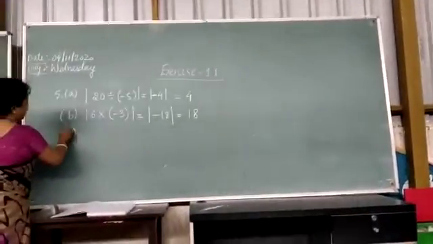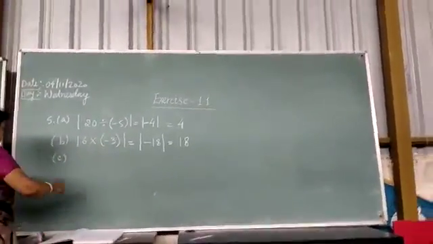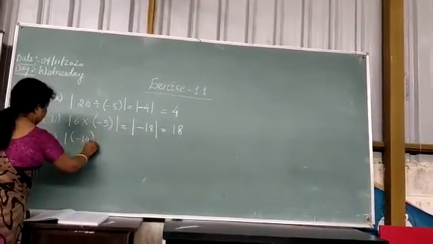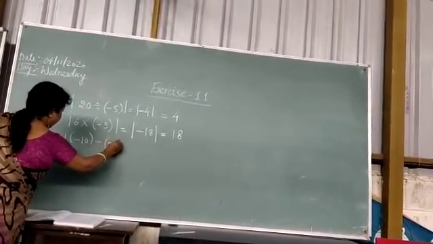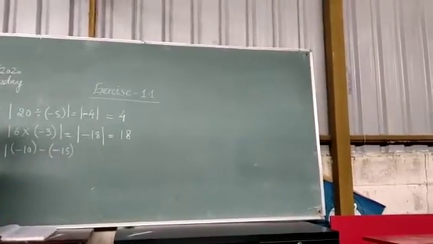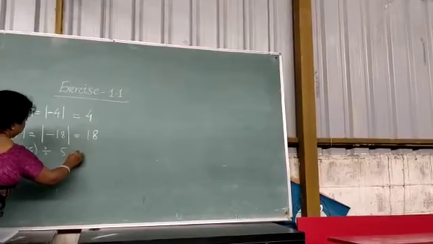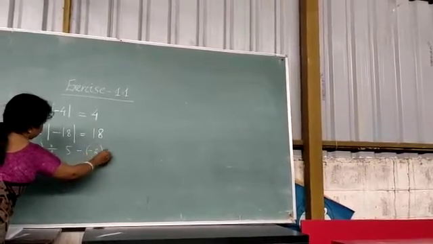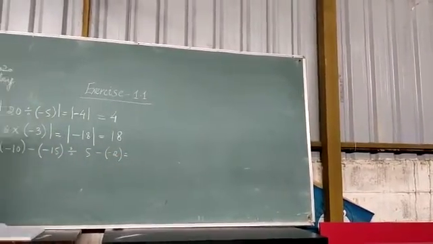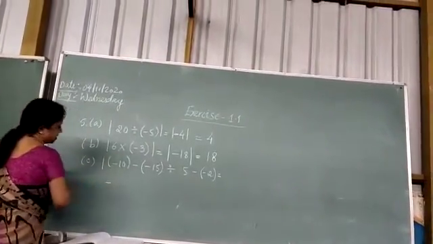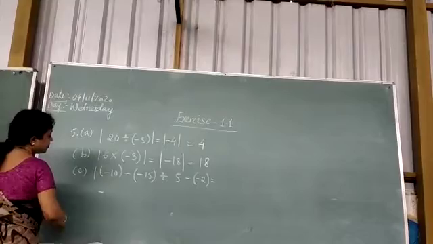Next, number C. Number C is minus 10, minus 15 divided by 5, minus 2. Now this is a little bit complicated. Try to understand. See here, we have a minus here. So I write down minus. Okay?